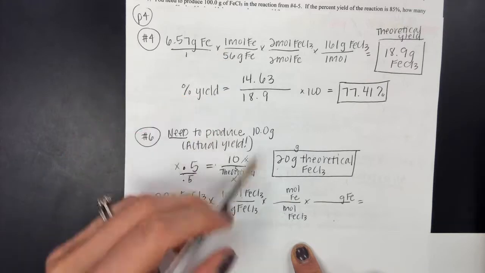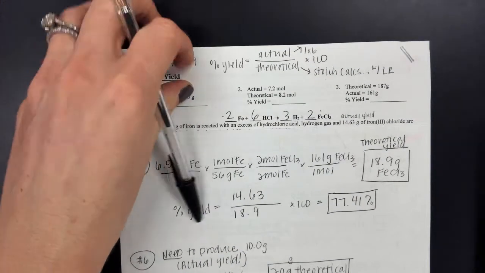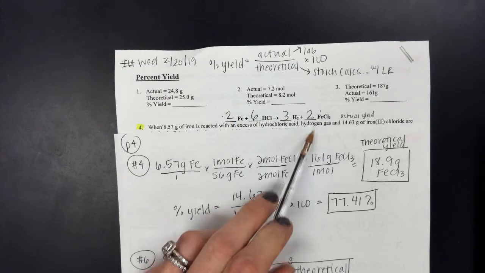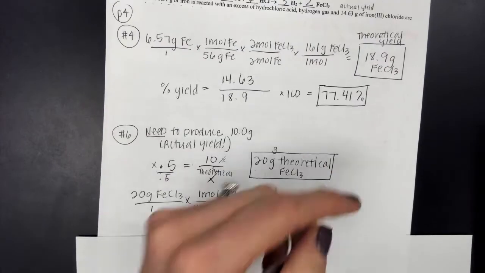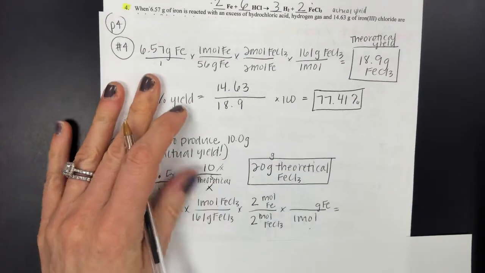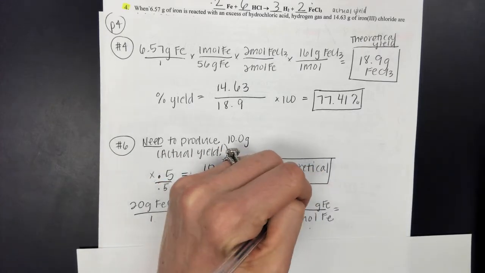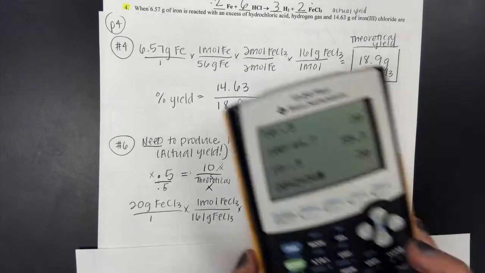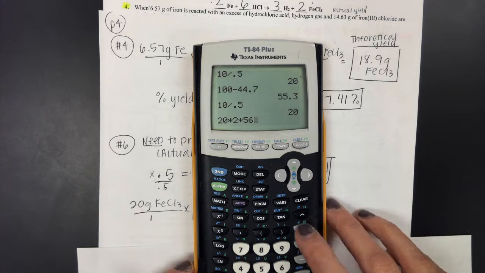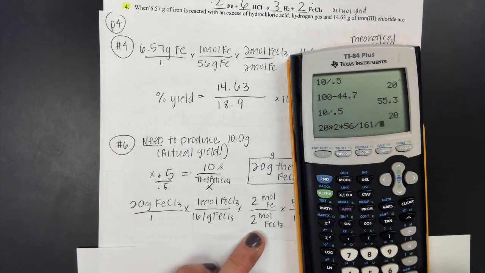So I have 2 moles of iron. Let me show you where I'm getting these numbers. 2 moles of iron and 2 moles of FeCl3. And then 1 mole of iron. That's the only step, guys. You use your coefficients. 1 mole of iron and 56 grams in 1 mole. So 20 times 2 times 56. Divide by 161. Divide by 2.